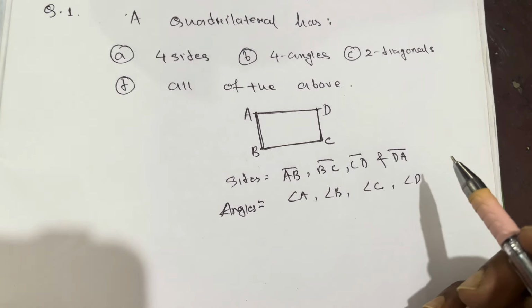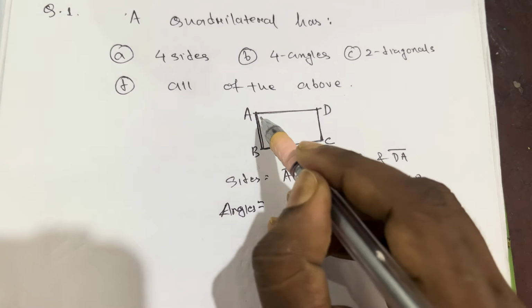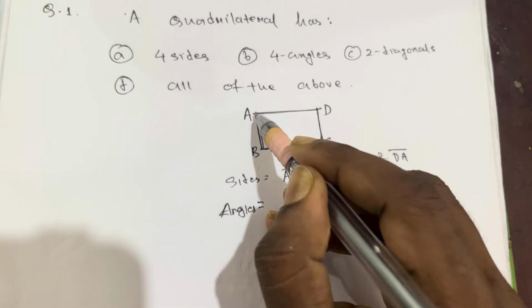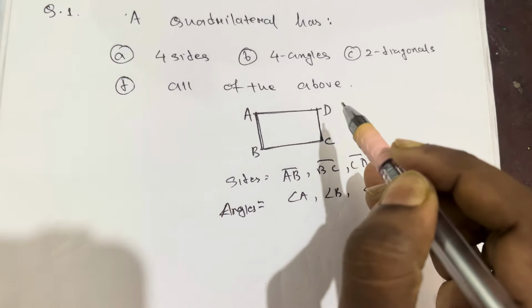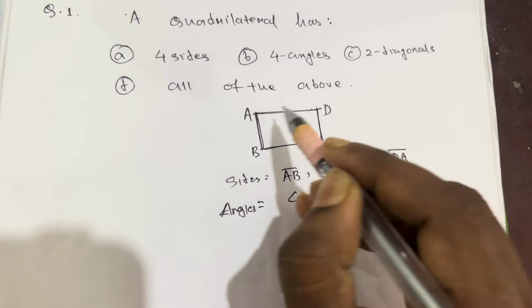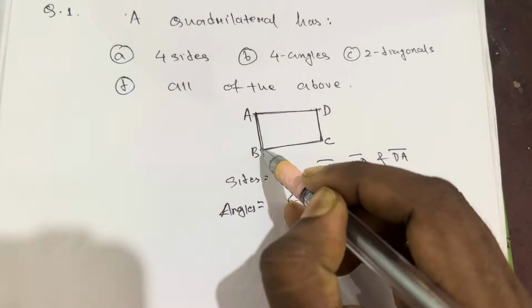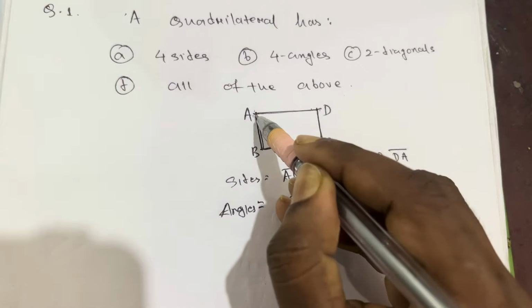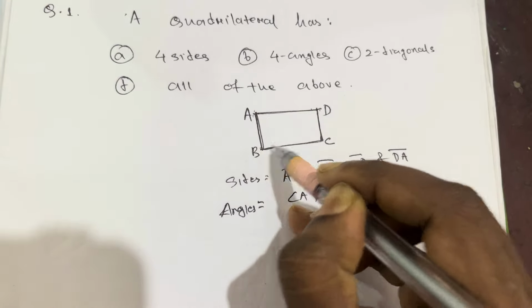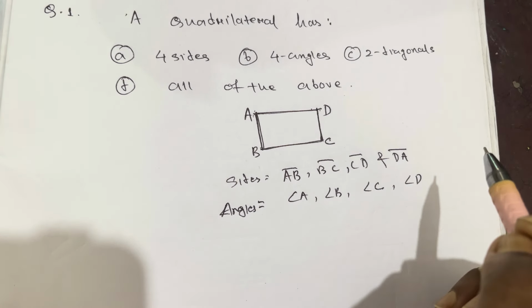And diagonal. Diagonal means if you join two non-adjacent vertices. Non-adjacent vertex means, suppose A, the adjacent vertices of A are D and B. Adjacent means there is a direct connection. So you see A is directly connected with D, and with B. A is not directly connected with C. For going from A to C, first you go A to B, then B to C. There is no direct connectivity.